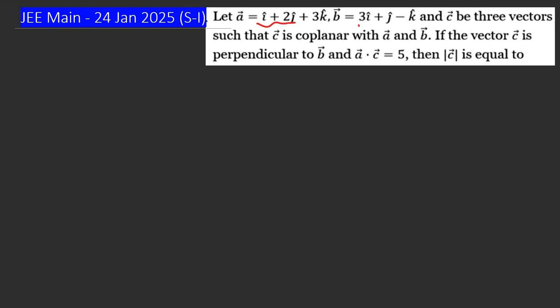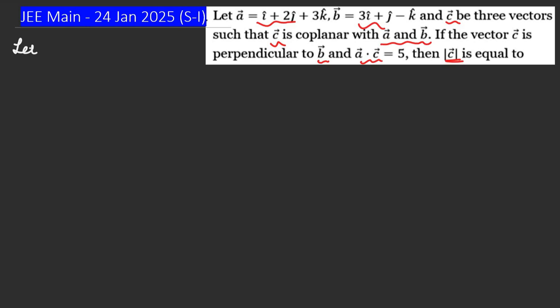Next question. A vector, B vector and C vector are three vectors such that C is coplanar with A and B, and the vector C is perpendicular to B. Given A dot C is equal to 5, we have to find the value of mod of C vector. C vector is unknown to us. So let us take C vector to be equal to some C1 i cap plus C2 j cap plus C3 k cap.